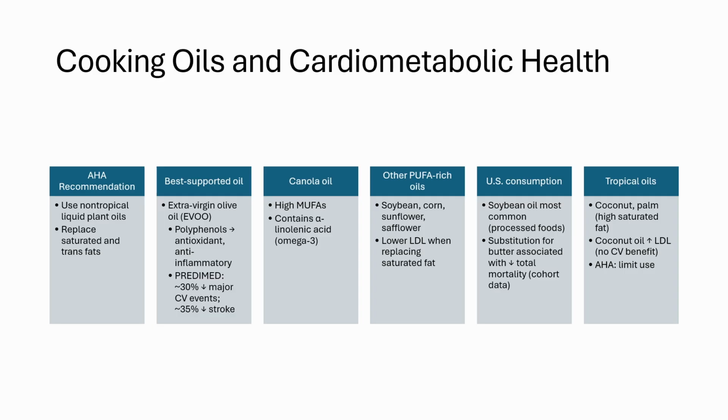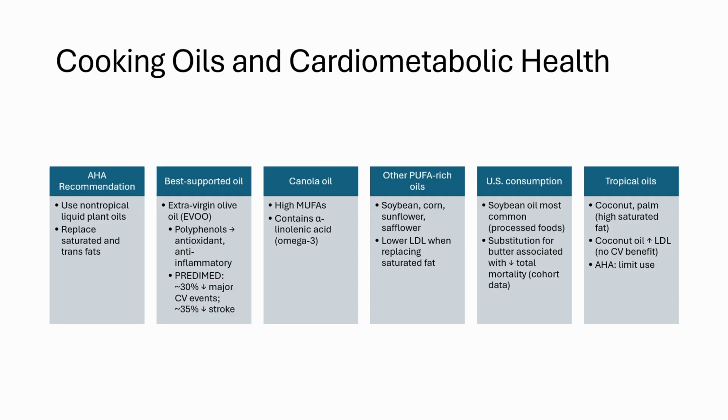Other beneficial oils include corn, safflower, sunflower, and soybean oils, which are rich in PUFAs when used in place of saturated fats. The PREDIMED trial remains the only major randomized controlled trial demonstrating that a specific oil, extra virgin olive oil, reduces hard cardiovascular endpoints. The PREDIMED trial demonstrated that a Mediterranean diet supplemented with extra virgin olive oil reduced major cardiovascular events by approximately 30%, including a 35% reduction in stroke.